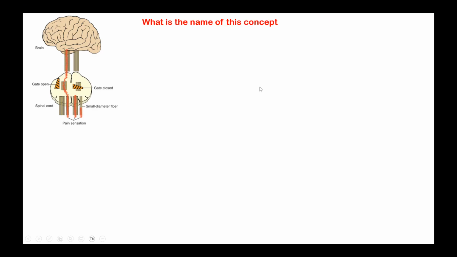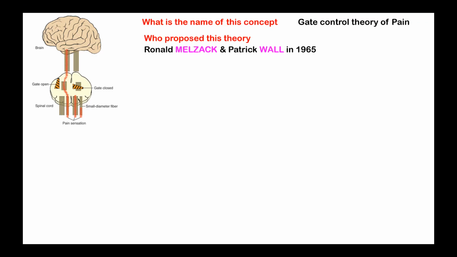So here I am showing you a picture. Gate control pathway of pain. Gate control theory of pain. Very good. So it's called gate control theory of pain. Who proposed this theory? It's by Melzack, Ronald Melzack and Patrick Wall. What types of nerves are involved in this particular pathway concept?